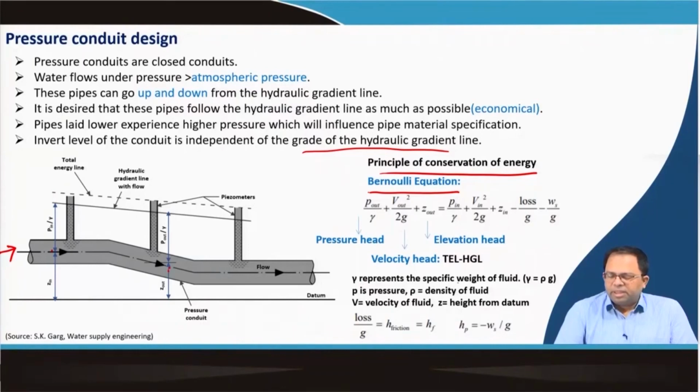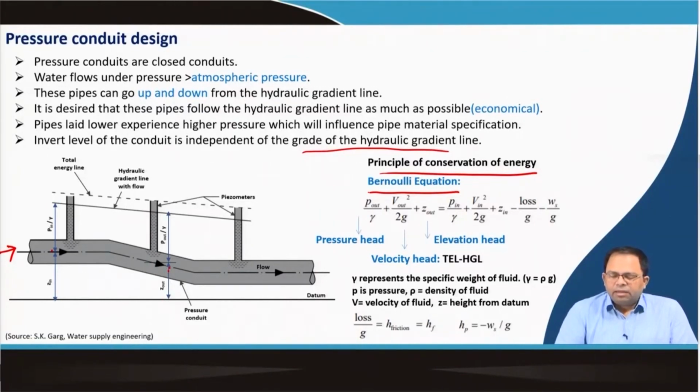gamma represents the specific weight of fluid, which is gamma equal to rho into g. Rho is density of fluid and g is gravity, so acceleration due to gravity. So this P out by gamma plus V square out by 2g plus Z out. Z out is the height. So Z out is the height of the pipeline or the center of the pipeline from the datum.